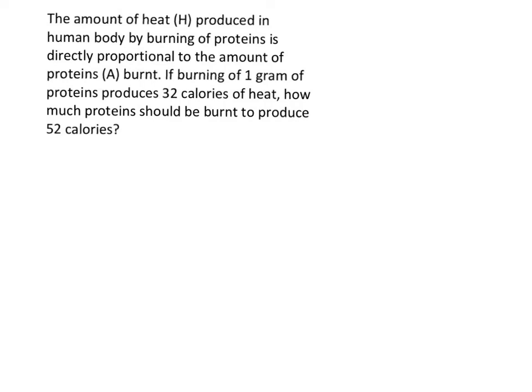Okay, so the amount of heat, H, produced in the human body by burning of proteins is directly proportional to the amount of proteins A burnt. If burning of 1 gram of proteins produces 32 calories of heat, how many proteins should be burnt to produce 52 calories? So H is directly proportional to A. That means that we can set up a proportion. I'm going to do A over H equals A over H.